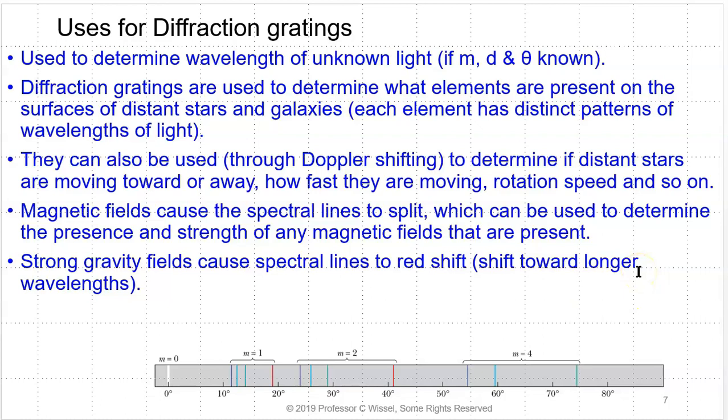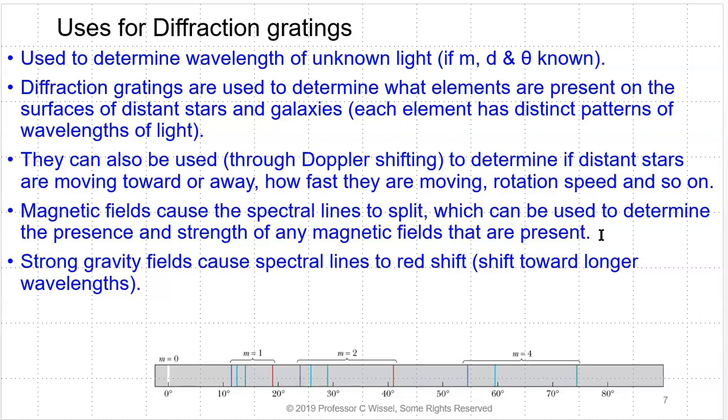Now, these have lots of uses. They're used to determine the wavelength of unknown light. If you know m, d, and theta, you know the wavelength. Diffraction gratings are used to determine what elements are present on the surfaces of distant stars and galaxies. Each element has a distinct pattern of wavelengths that's like a fingerprint for that element. They can also be used through Doppler shifting to determine if distant stars are moving toward or away, how fast they're moving, rotation speed of the object, and so on.